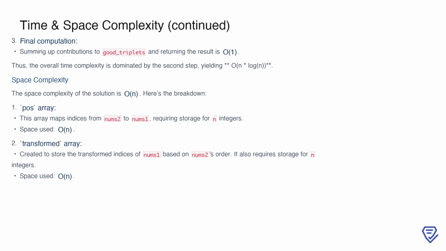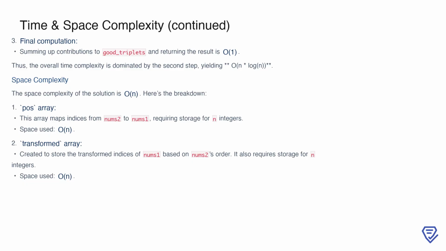Now, we consider the final computation step. Summing up the contributions to the good_triplets count and returning the result is a constant time operation, O(1). When we combine all the steps, the first step contributes O(n), the second step dominates with O(n log n), and the final step adds O(1). Therefore, the overall time complexity is determined by the second step, which is O(n log n).